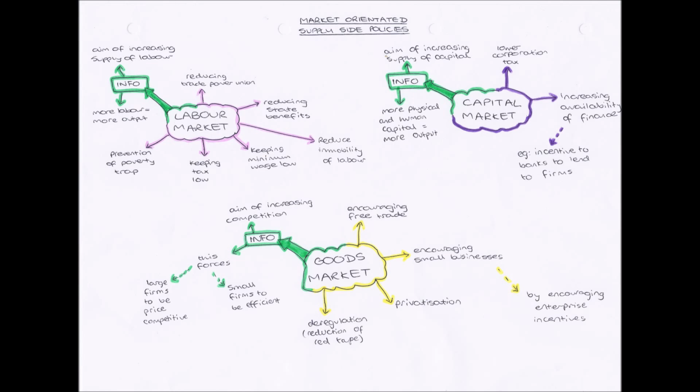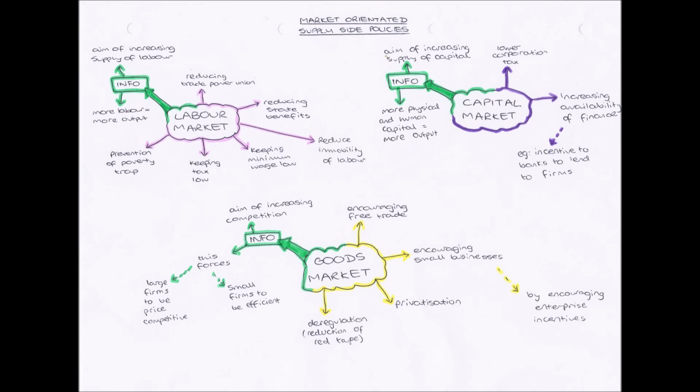Now this can be done by reducing the power of trade unions, so that means that people will strike less often, therefore there will be a more stable supply of labour. Also, if we reduce the immobility of labour, so we prevent geographical and occupational immobility, that means there is a greater supply of qualified labour able to move around, so these people can take more jobs and produce more.